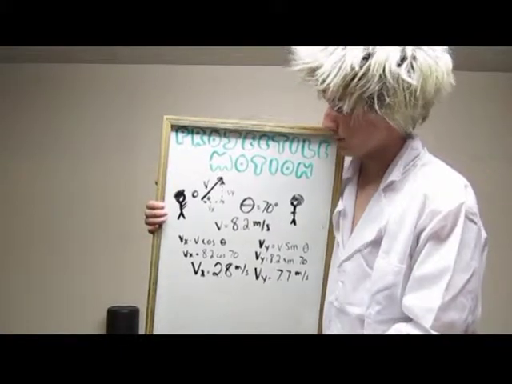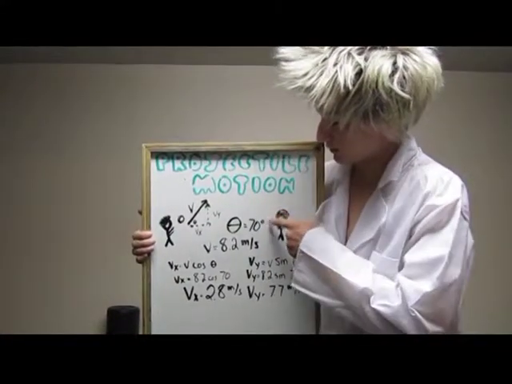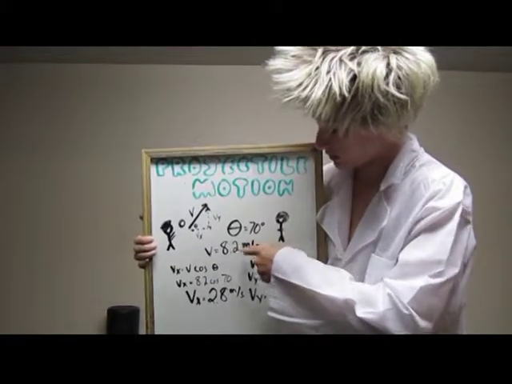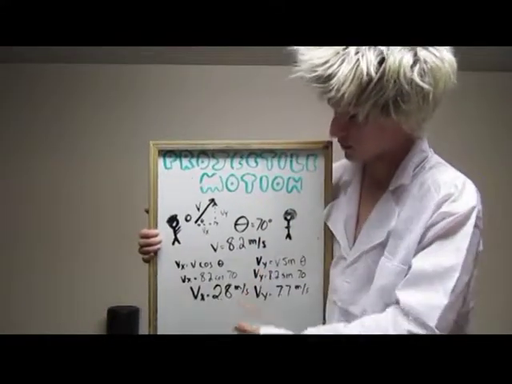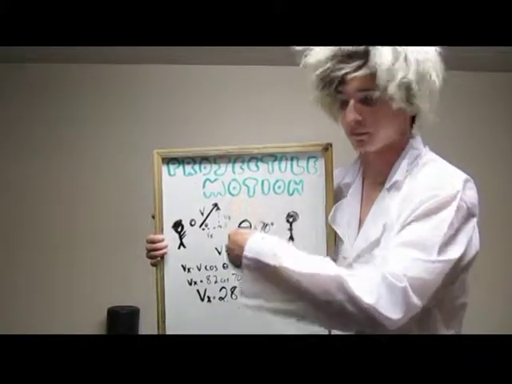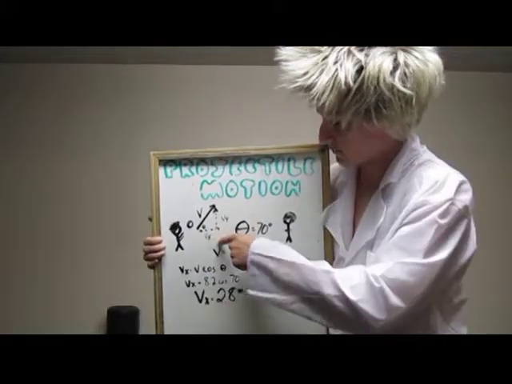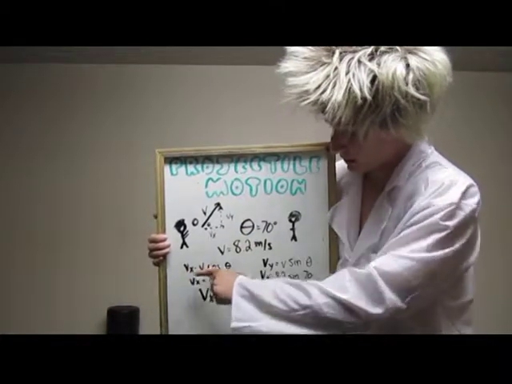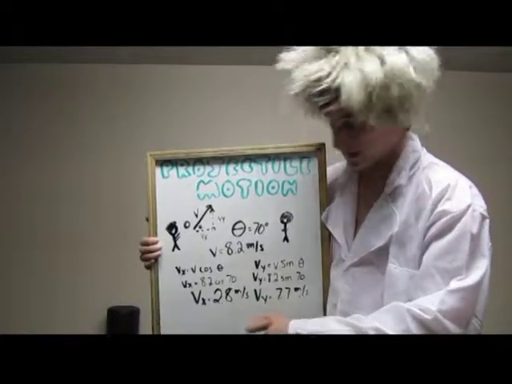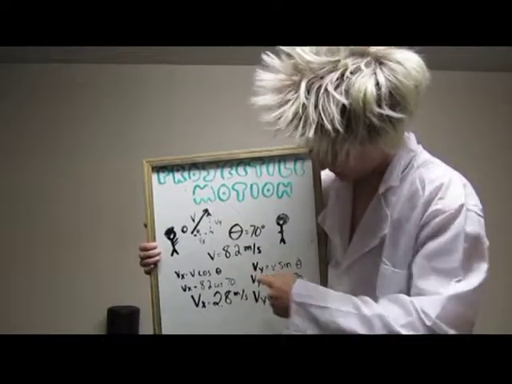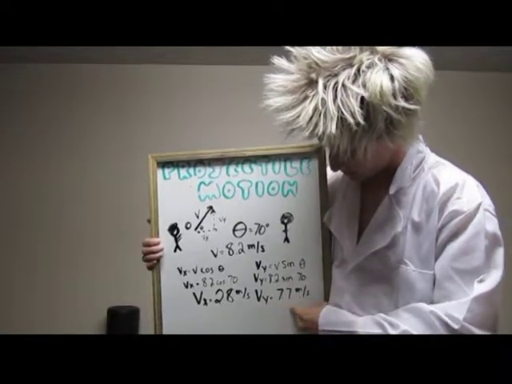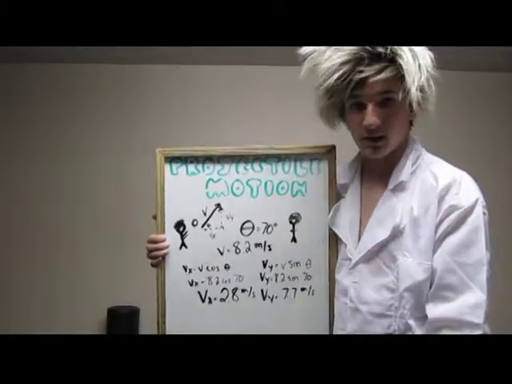Projectile motion. We're given the angle and the initial speed, which is 8.2 meters per second, and we try to solve for max height, the height that's maximum. And what we do here, we find Vx, Vy. Vx equals V cos theta, which comes out to 2.8 meters per second. And then Vy equals V sine theta, which comes out to Vy equals 7.7 meters per second.